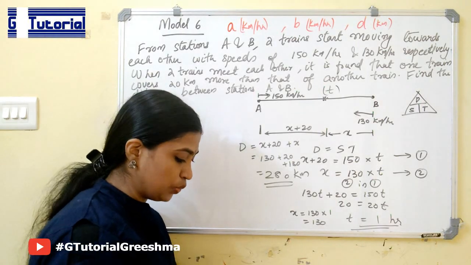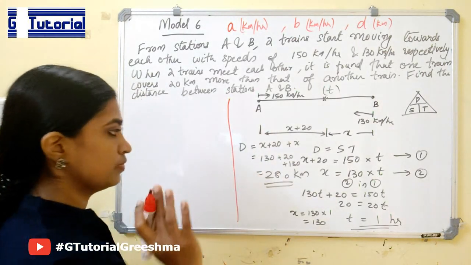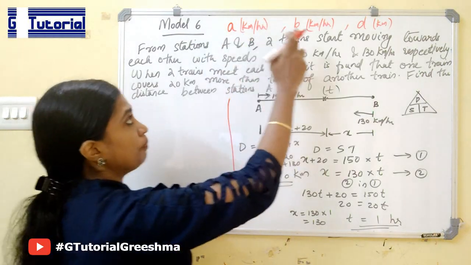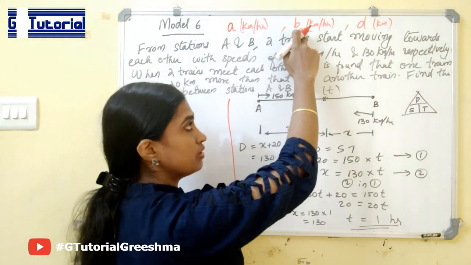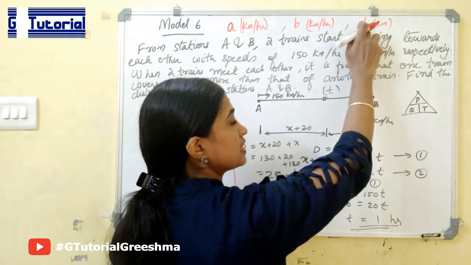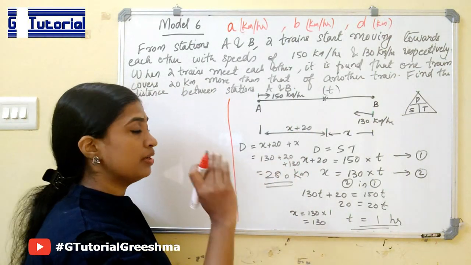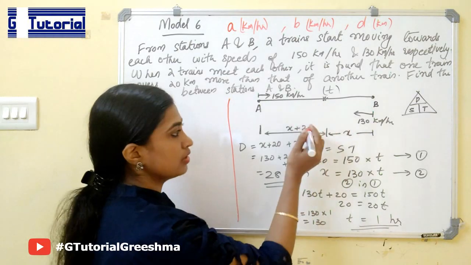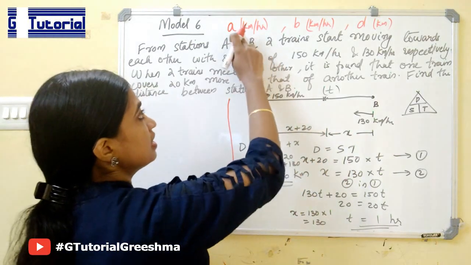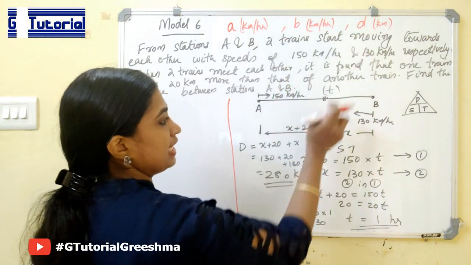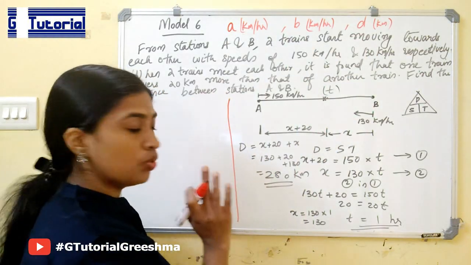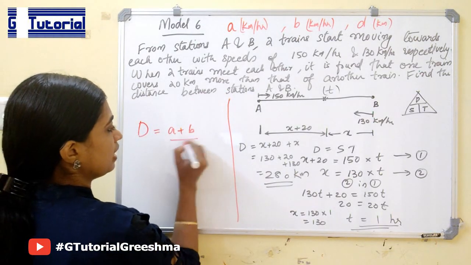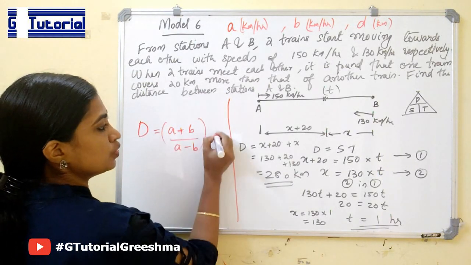Now I will discuss with you the shortcut for doing this type of problem. Suppose A is the speed of the first or faster train and B is the speed of the slower train, and D is the extra distance covered by the faster train compared to the slower train at the time of meeting. Here A is 150, B is 130 and D is 20 km. So the distance between the two stations is given by (A plus B) by (A minus B) into D.